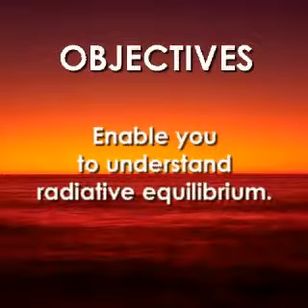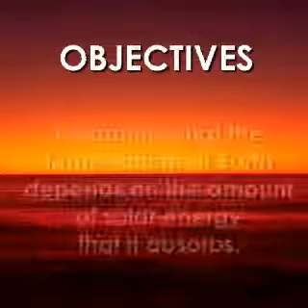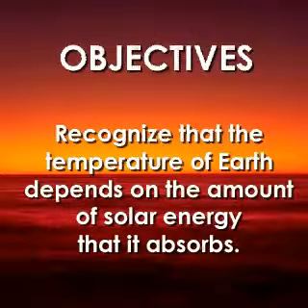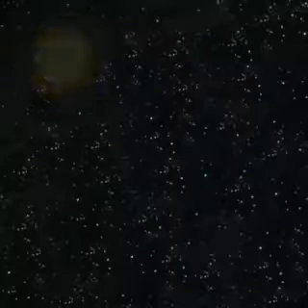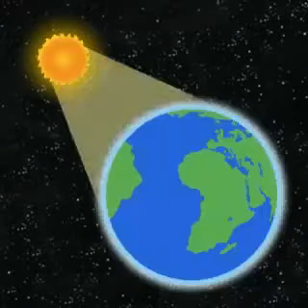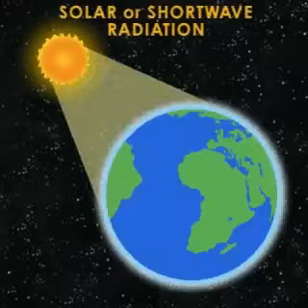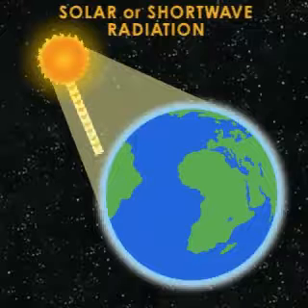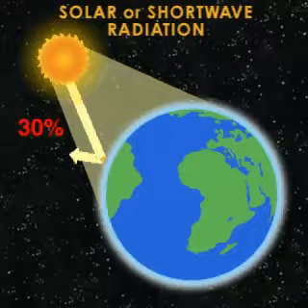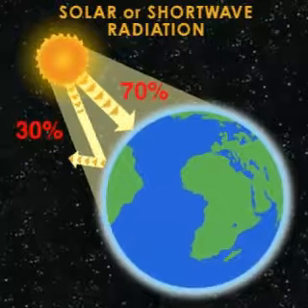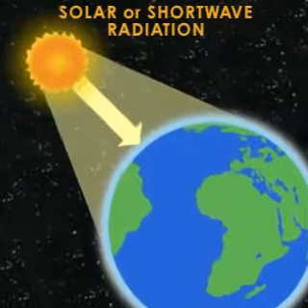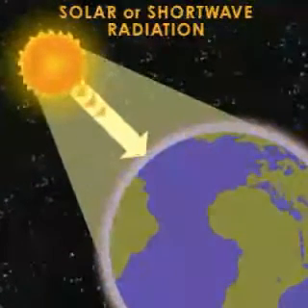Earth's energy balance will enable you to understand radiative equilibrium. You will also be able to recognize that the temperature of Earth depends on the amount of solar energy that it absorbs. The temperature of Earth depends largely on the total radiation received from the Sun. The Earth reflects about 30% of the solar energy radiation reaching it and absorbs the remaining 70%. The absorbed solar radiation heats up the Earth.